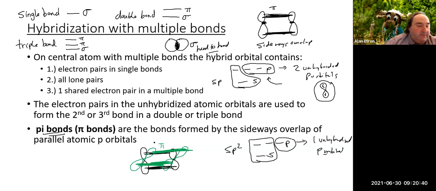So you have these two sets of unhybridized p orbitals. Again, within a triple bond, there are basically three types of bonds occurring. You have this sigma bond, which is the head-to-head overlap. You have one set of unhybridized p orbitals sideways overlapping to make the second bond. And then you have another set of unhybridized p orbitals sideways overlapping to make your triple bond in that particular case.